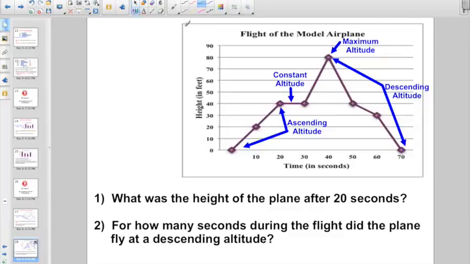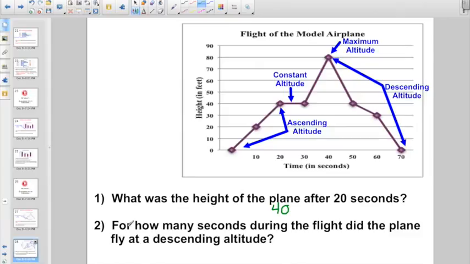So now that we know that, what was the height of the plane after 20 seconds? Well, here's the time, 20 seconds. Let's go up. The height of the plane appears to have been 40 feet, right?